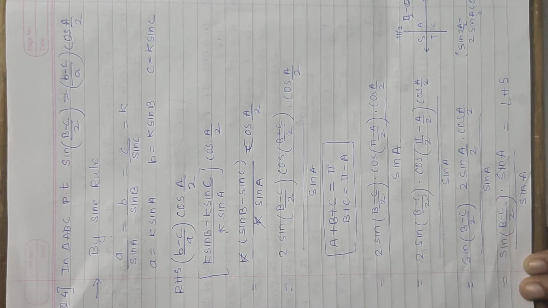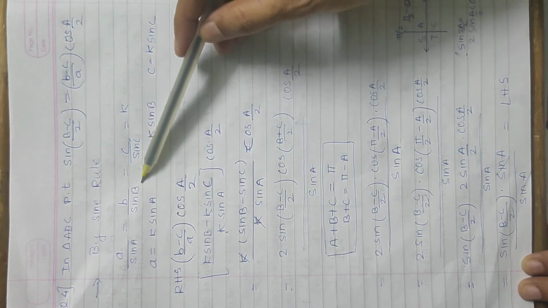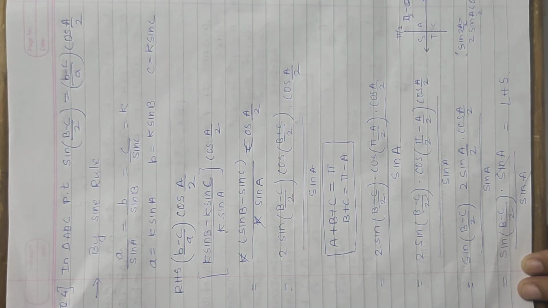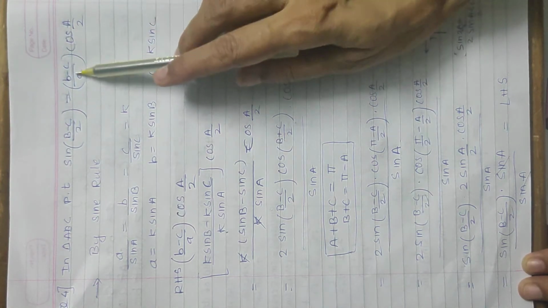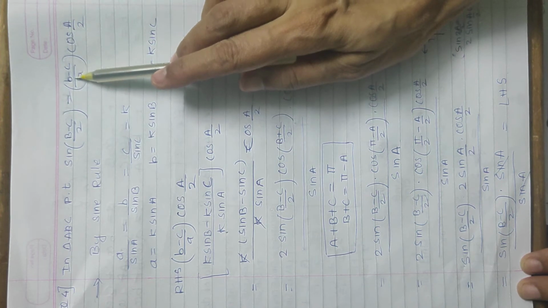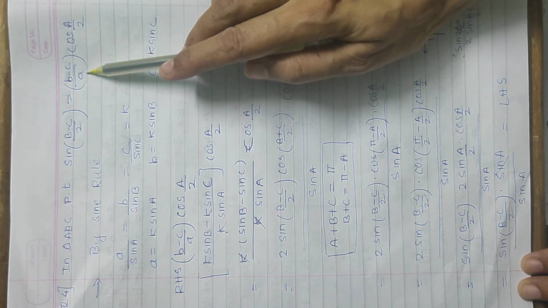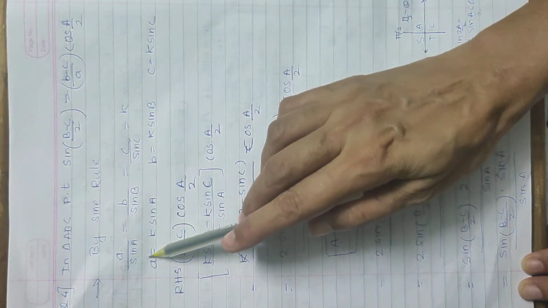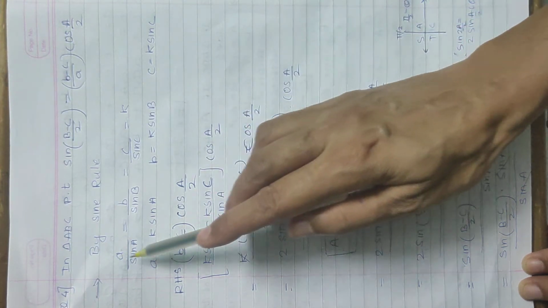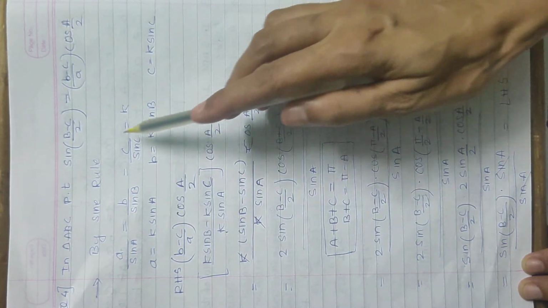Now again we will use the sine rule only. a upon sine A is equal to b upon sine B is equal to c upon sine C is equal to k. Now see here, we will first take the RHS. Here side b is there, c is there and a is there. So first we will find the values of a, b, c. How to find? Equate a upon sin A is equal to k. So a is equal to k sin A, b is equal to k sin B, and c is equal to k sin C.